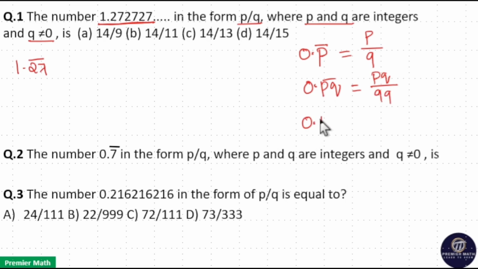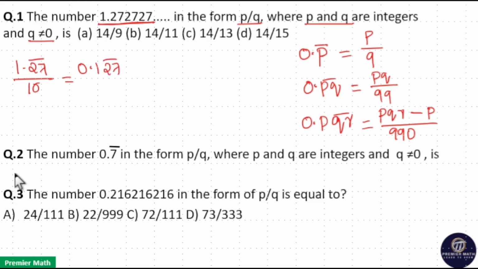If it is one number not repeating and two numbers repeating, then take the whole number PQR, then subtract the non-repeated number from it, that is, subtract P from it. Then you have two numbers repeating, put 99 in the denominator, and one number not repeating, put 0 in the denominator. So PQR minus P by 990. Now this belongs to this third category. So divide it by 10, which is equal to 0.127 bar. 27 is repeating.